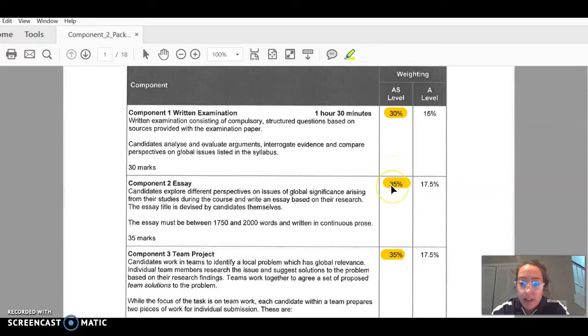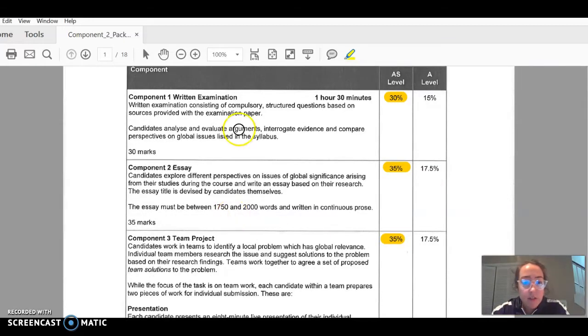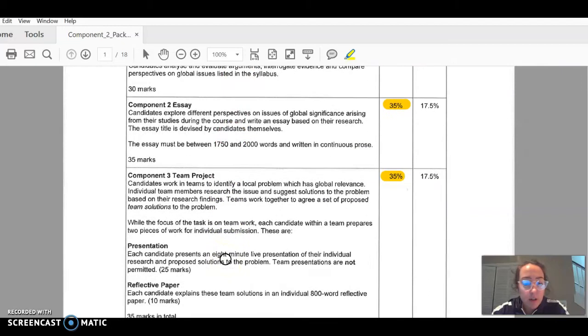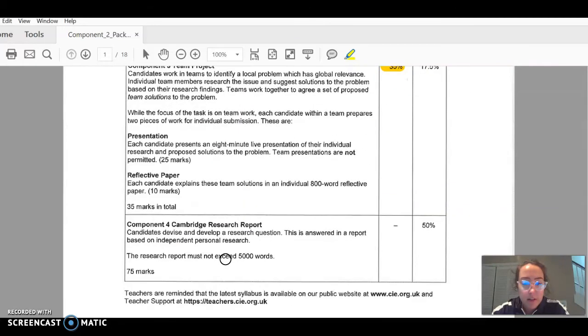This Component 2 essay is 35% of your score, and the team project that we'll complete next is the remaining 35% of your score. These descriptions should be familiar to you, but you can reread them as you work through the packet yourself.